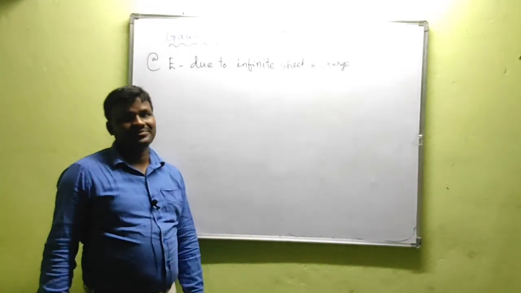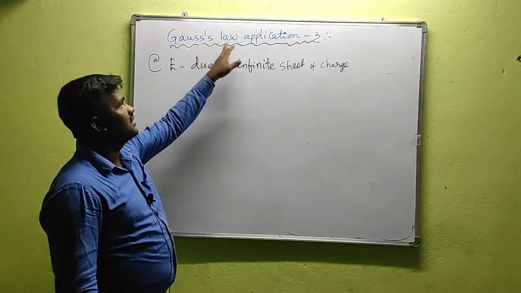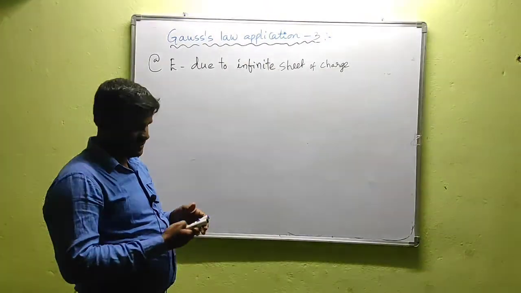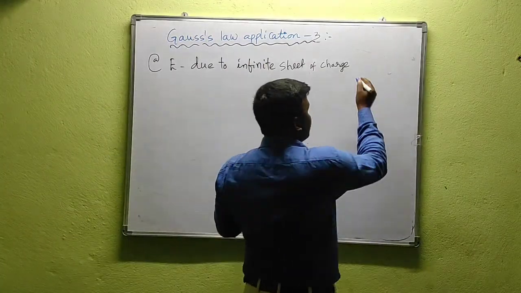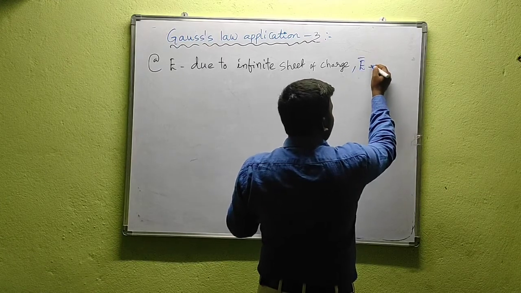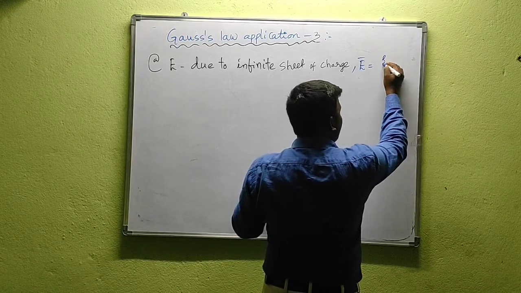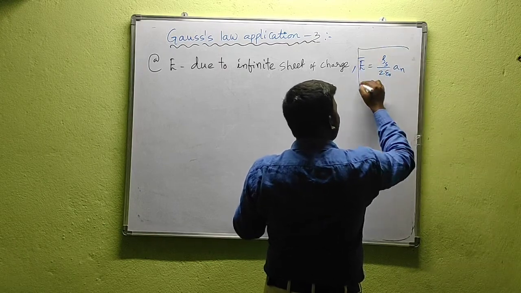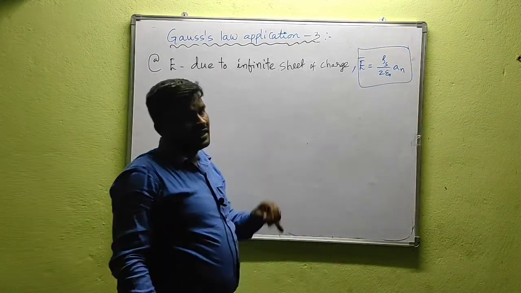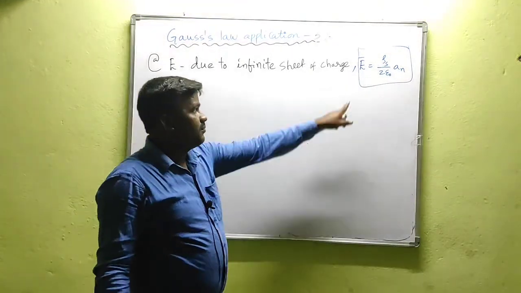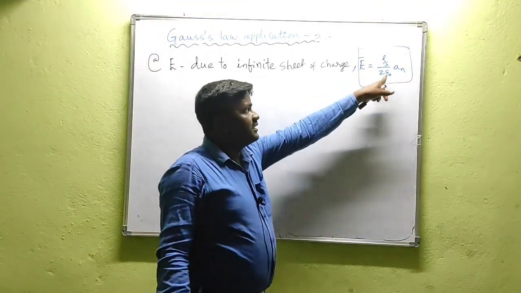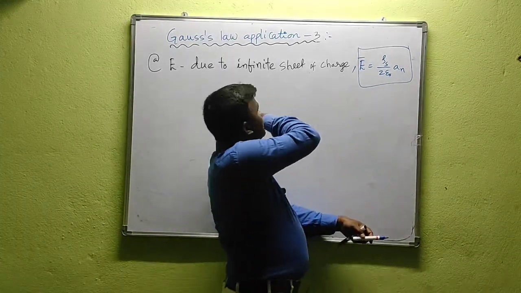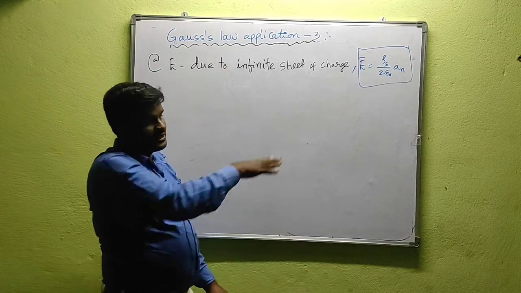In this video lecture, we will discuss Gauss law application number 3, that is, E due to an infinite sheet of charge. Of course, we derived E equal to rho s by 2 epsilon naught a n by using Coulomb's law. Gauss law is an alternative form of Coulomb's law. By using Coulomb's law, we can derive E equal to rho s by 2 epsilon naught a n. Please refer to the topic: electric field intensity due to an infinite sheet of charge.